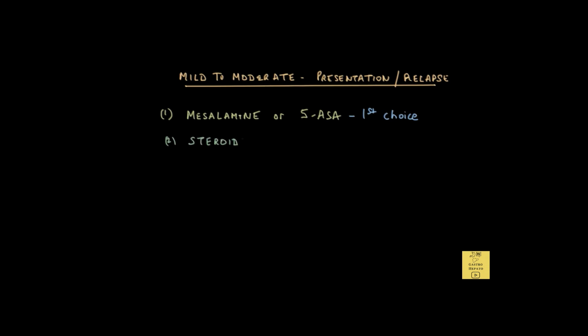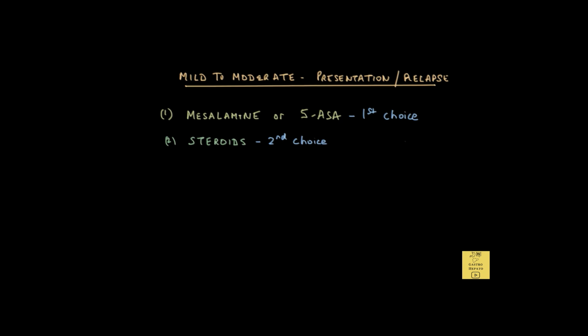The second group of drugs are called steroids. These drugs act by suppressing the immune system and have serious side effects if used long term. This drug is used if the patient does not respond to or tolerate mesalamine. So these are drugs of second choice in mild to moderate ulcerative colitis.